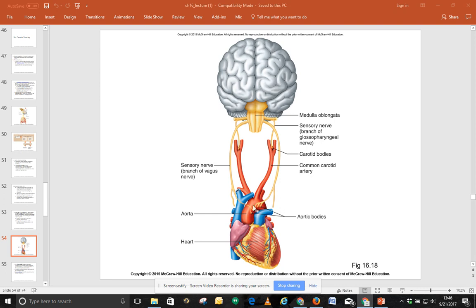Again, we're talking about the aortic bodies and the chemoreceptors. Here's the aorta, where some of those receptors are; these are your oxygen receptors right here. The carotid bodies, now carotid arteries are up around your neck area, is where the other receptors are.